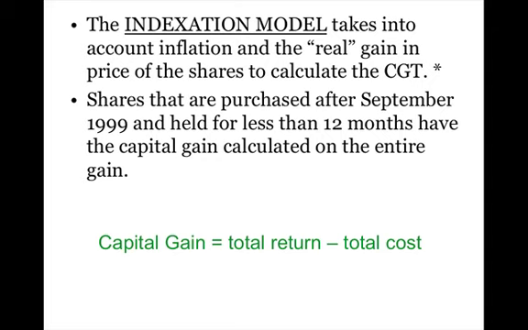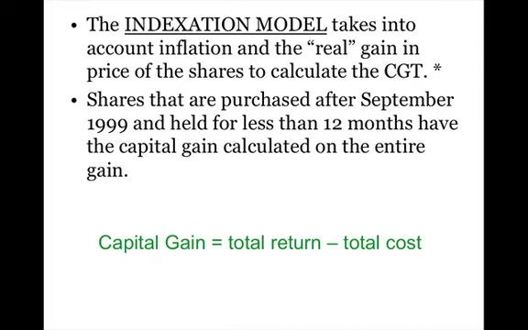So let's have a look. The indexation model looks at the money you have earned and compares it to inflation, trying to work out the real gain. As inflation goes up, the buying power of your money goes down, so they take that into account to work out your capital gain. The other way is that if you bought shares after 1999, which most of your questions will have, and hold them for less than 12 months, you've got to pay gain on everything.